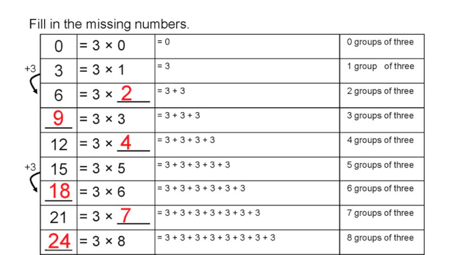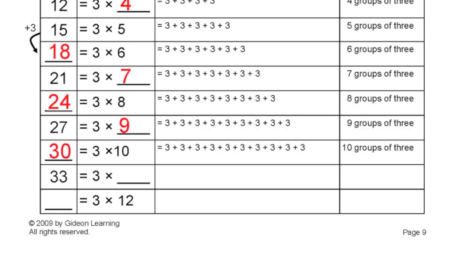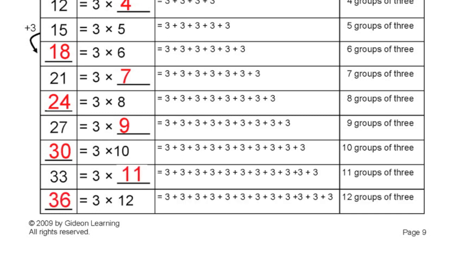You're going to have 9 times 3 is equal to 27, so that's going to be 9 groups of 3. Again, it continues on. 3 times 10 is 30, so that's 10 groups of 3. And then I can go ahead and put in 11 and 12. 3 times 11 is 33. 3 times 12 is 36, which is just 11 groups of 3 and 12 groups of 3.